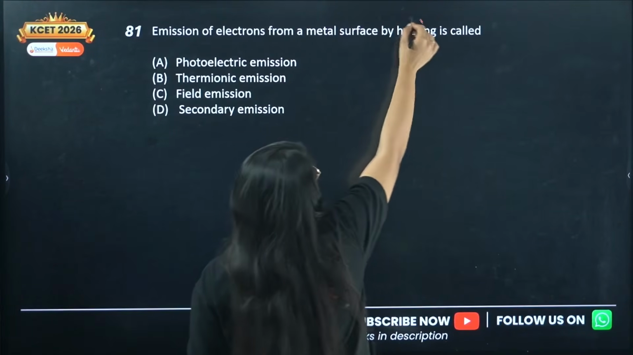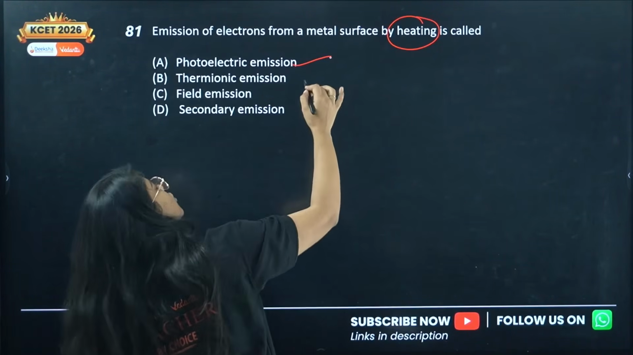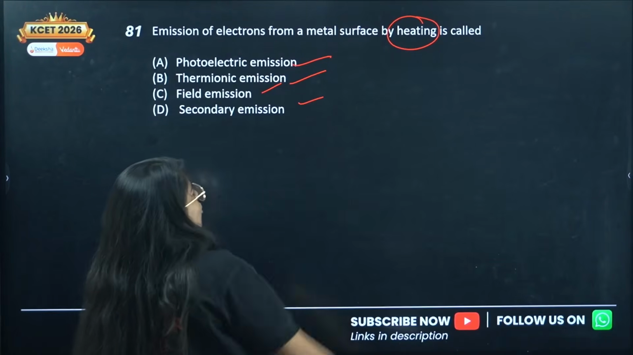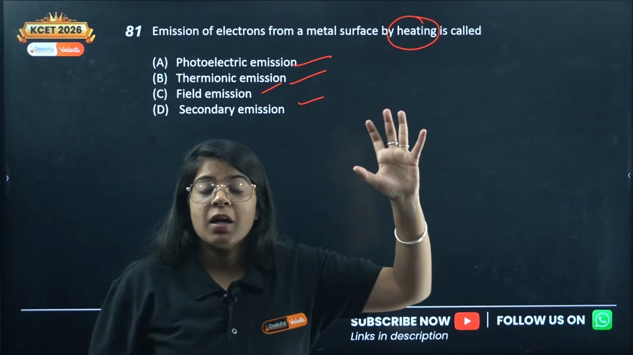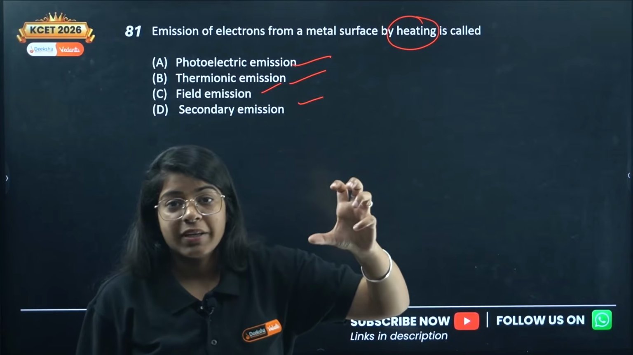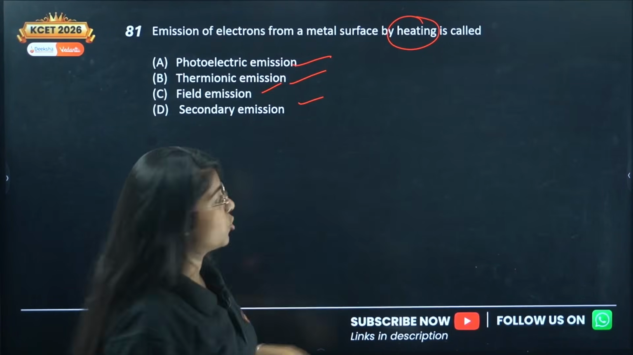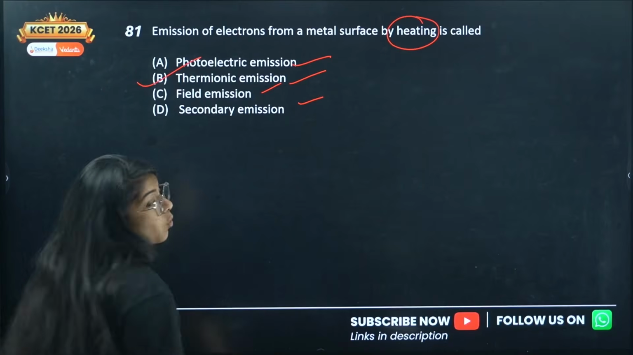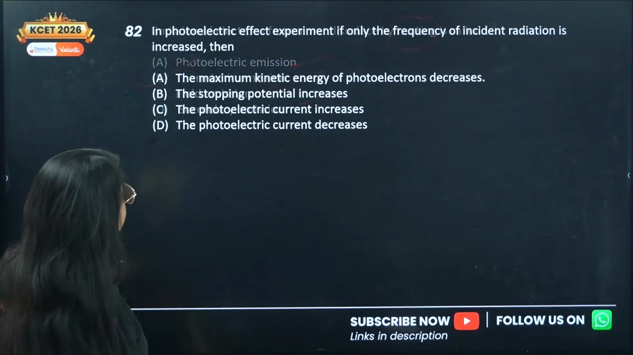81st, emission of electrons from a metal surface by heating. So how you can remember is photoelectric emission, thermionic emission, field emission, secondary emission. Heating is thermal. From thermal, we can say it is thermionic emission. Okay, so it was thermionic emission.